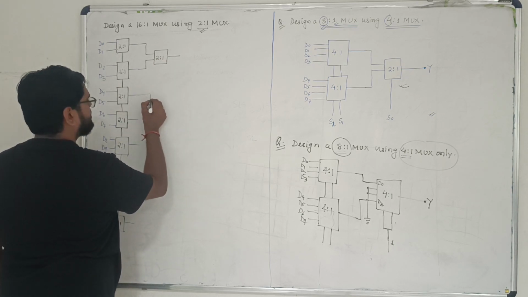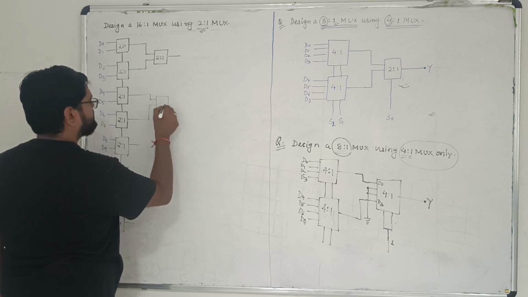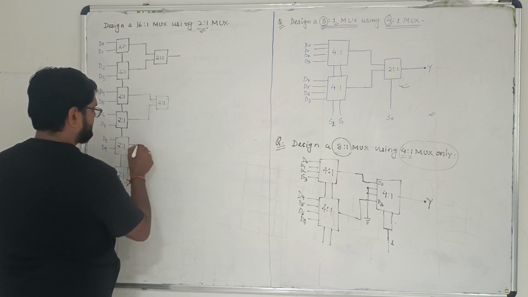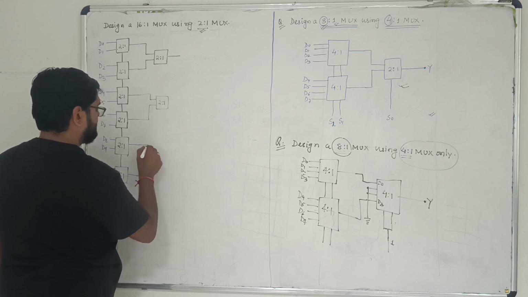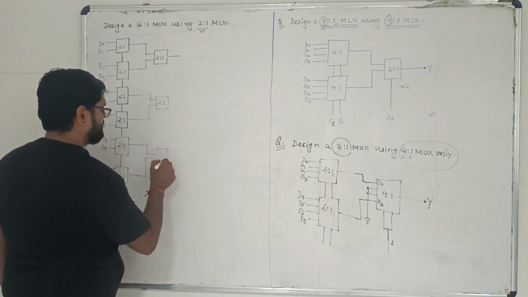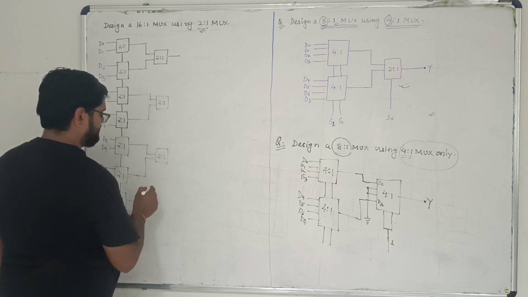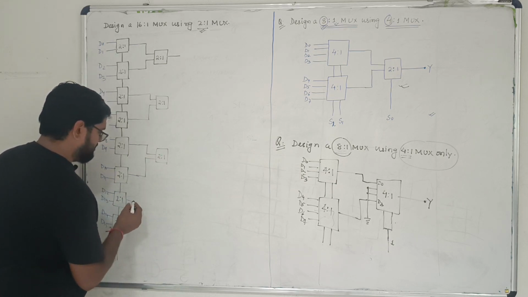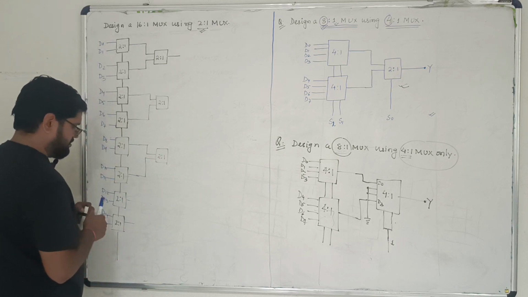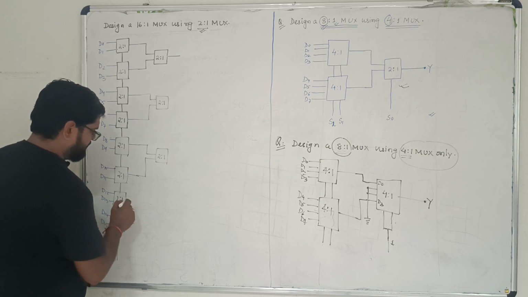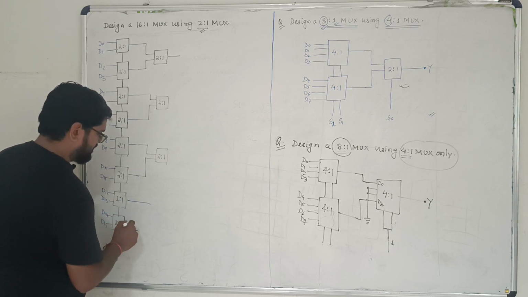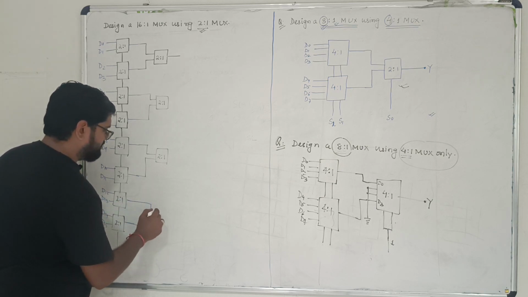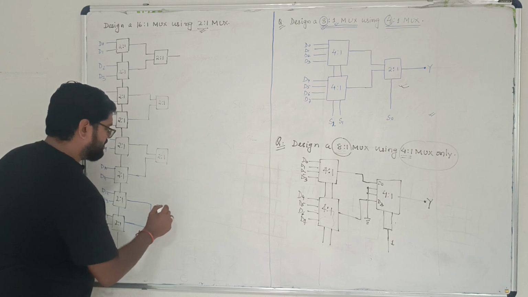So once again, I'll take this one and this one, and connect them with a 2:1 mux. I'll take this and this, and connect them with a 2:1 mux. Finally, I'll take this one and this one and connect them with a 2:1 multiplexer.